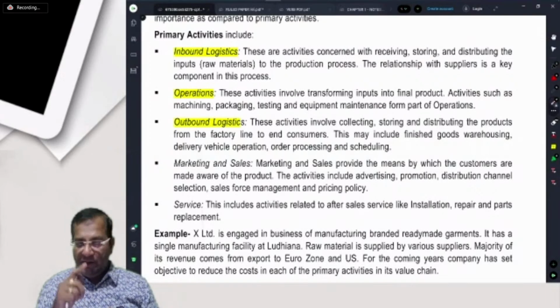Order processing and scheduling. So 3 activities are inbound logistic. Please repeat with me, beta. Inbound logistic. The next one is operation. The third one is outbound logistic.